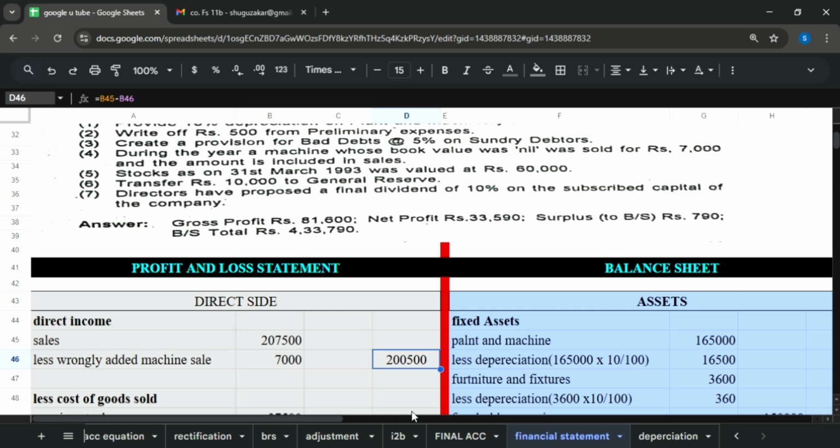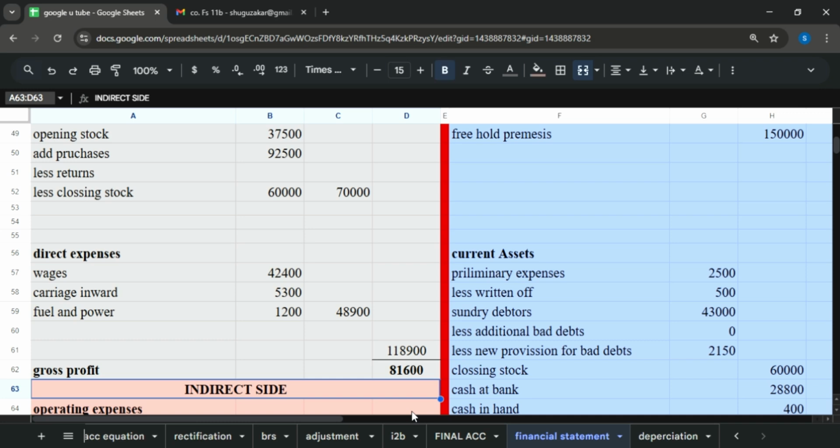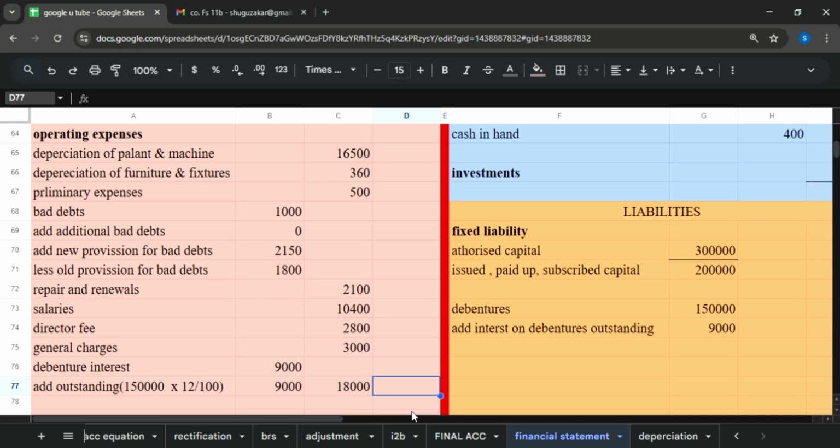You can see above that 81,600 is your gross profit, and what we have got is 81,600. It means this is the first part we have solved, and now we can focus on the indirect side. First we will see bad debts, and then we will add additional bad debts, then we will add the new reserve and subtract the old provision, with which you will get the net amount of bad debts.